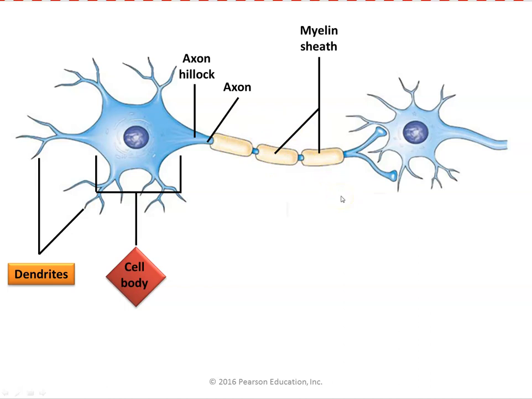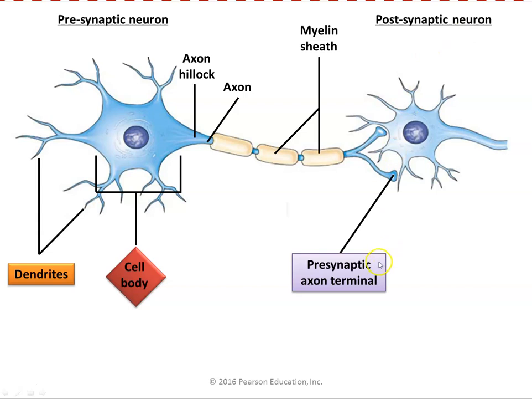More on that later. Now, this is the presynaptic neuron because it comes before the synapse. Therefore, this is the postsynaptic neuron, right? Now, what's the synapse? Let me tell you. This is going to be what we call the axon terminal.